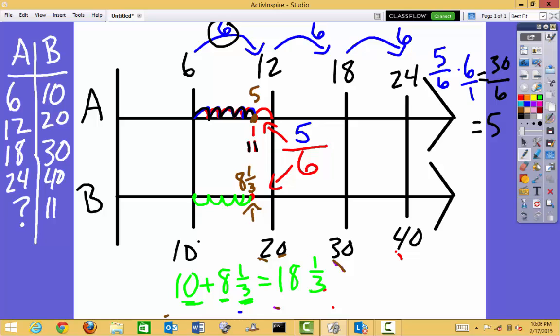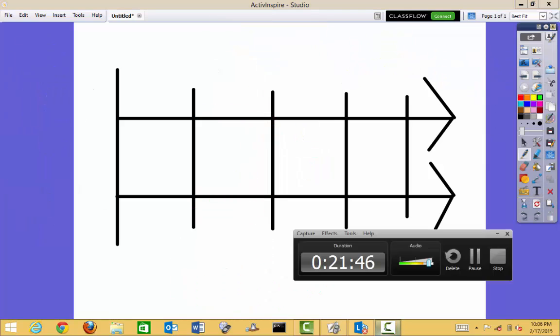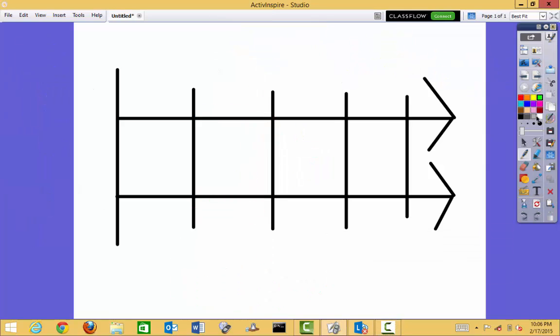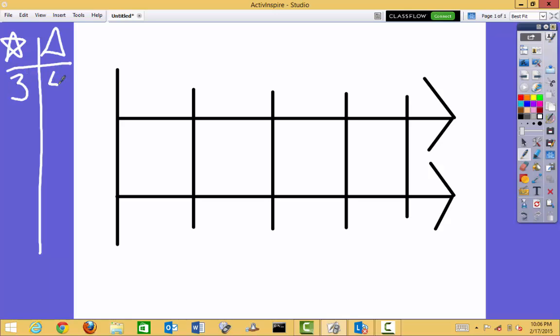All right, good luck. What you're going to do is on Socrative, you're going to answer one question, but it's going to ask you step by step. Your question that you're going to answer is this. If I have this ratio table, it's going to be stars to triangles, and my ratio table is for every 3 stars, I have 4 triangles. I'm just going to fill that out for us.